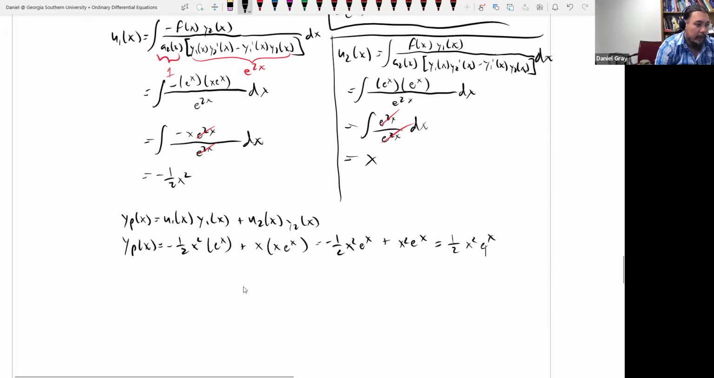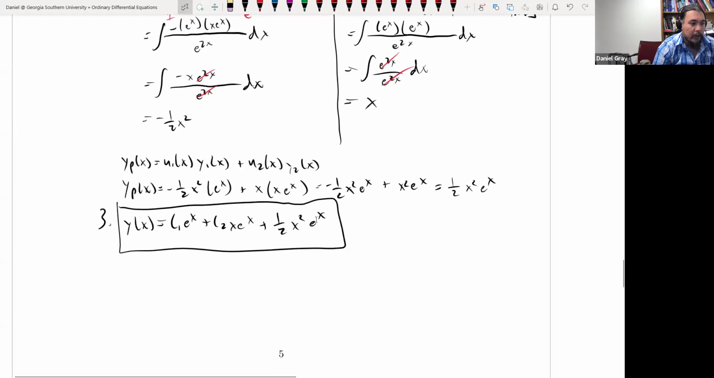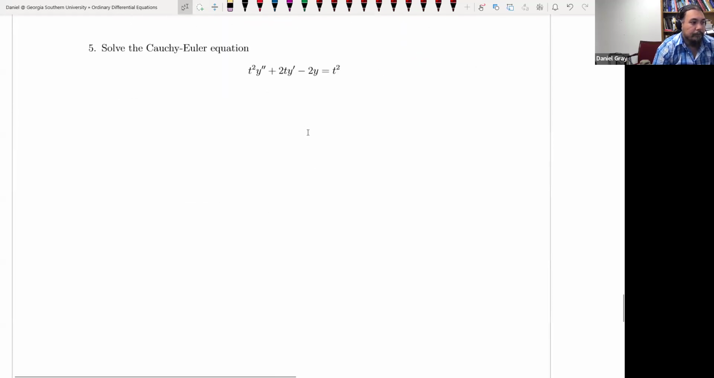Okay, so then now on to step 3. My general solution is just my homogeneous solution plus my particular solution. All right, and there we have it. Same thing we got for the previous problem, which may not always happen. We may get a slightly different particular solution depending on the problem for variation of parameters. But there we have it.